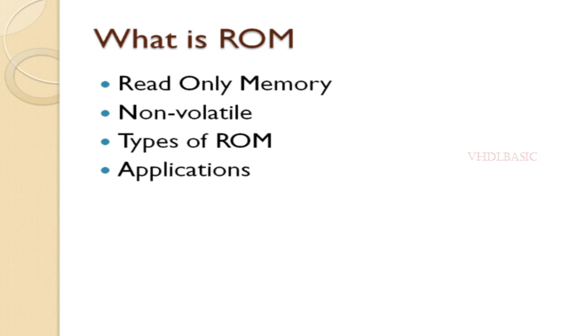Some types of ROM can be programmed only once. Programmable ROM and mask ROM are examples of that. While others can be erased and reprogrammed, like erasable programmable ROM or electrically erasable programmable ROM. Using a specified method or electric signals, we can erase the content and reprogram it.